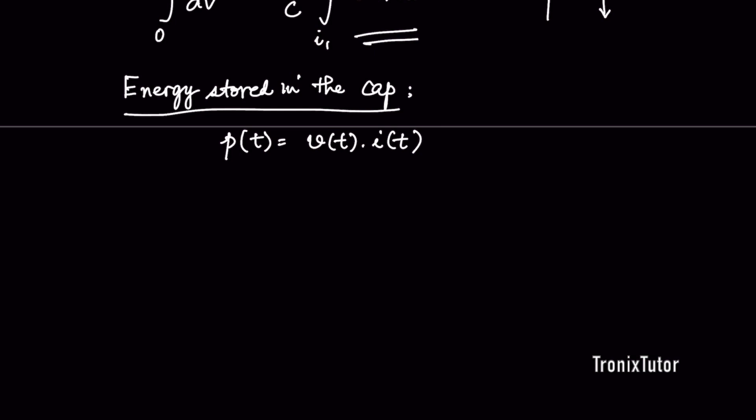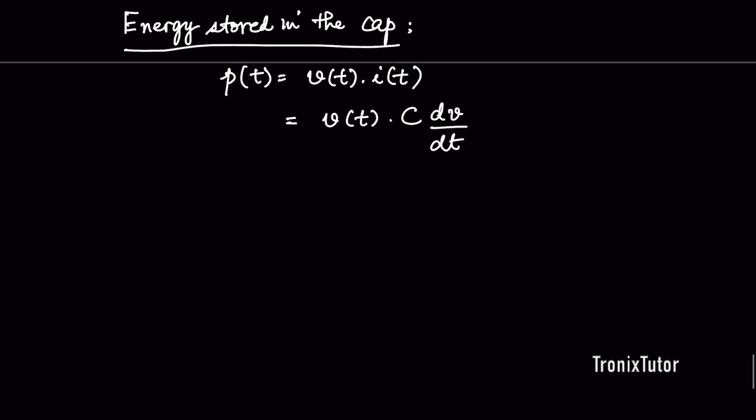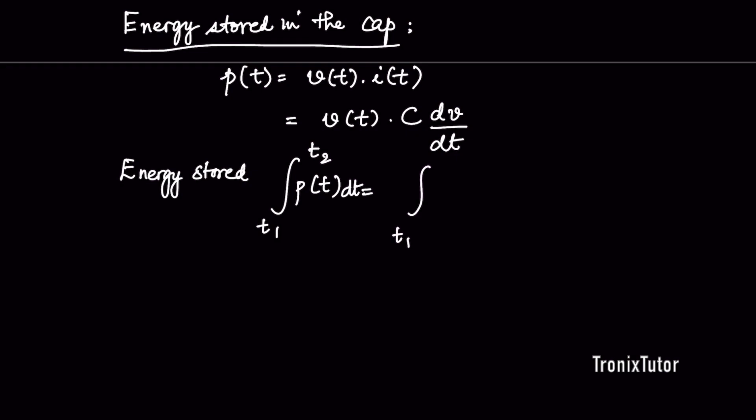So in this case, for a capacitor, the power is given by V of t times C dV by dt. Or in other words, the energy now stored in this capacitor is the integral of this power over times t1 to t2, and that is basically given by the integral from t1 to t2 of C times V of t times dV by dt times dt. Now assuming that the capacitance is independent of voltage.